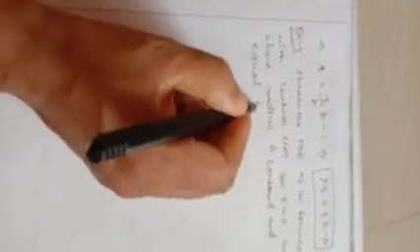Example 3. Obtain the PDE of all spheres with centers lying on z equal to 0 and whose radius is constant and equal to r.